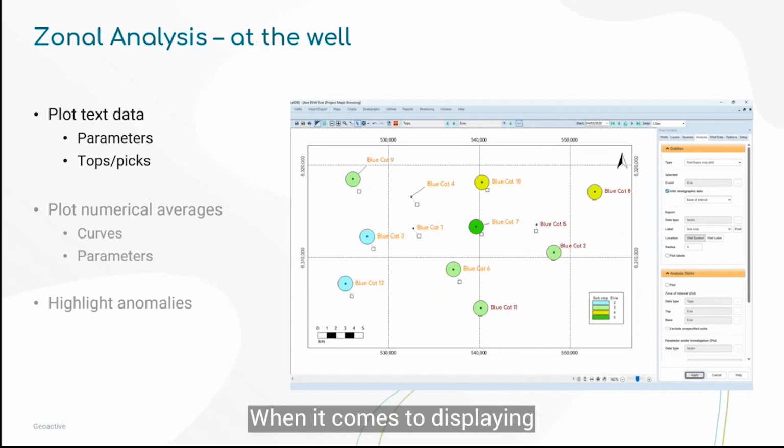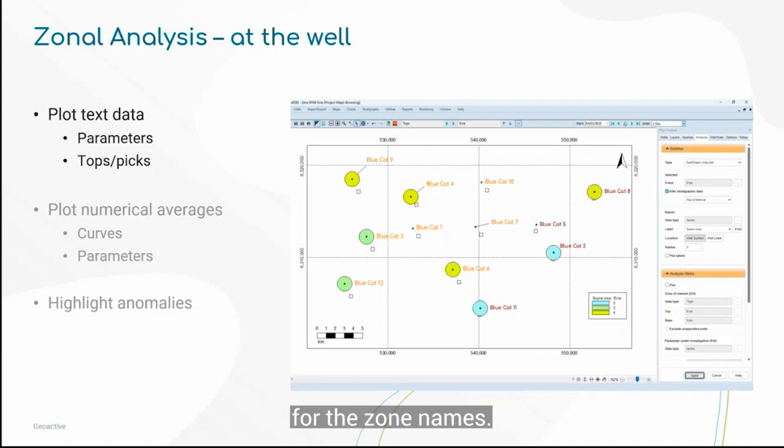When it comes to displaying those kinds of zonal analysis, there's lots of different kinds that are available. So whether you're plotting text-based displays, in this case on the map here, it's a subcrop map. So what is sitting directly below the bottom of my reservoir zone? And then I've got facies on there. And the same could be done for the zone names. Those are all text-based, supercrop as well. What's sitting directly above? Am I going to have a decent cap rock on here? Is it what I'm expecting?